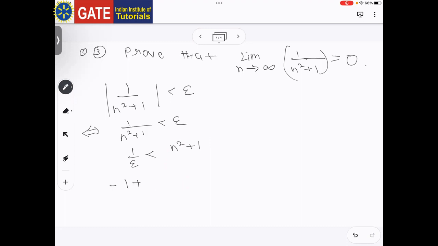Yes, so minus 1 plus 1 by epsilon is greater than n square. Then n is always greater than the square root of (1 minus epsilon) by epsilon, taking the power one half on both sides. Okay, so n is greater than the square root of 1 by epsilon minus 1. But you have to choose 1 by epsilon to be greater than 1. So your epsilon has to be lesser than 1. Then only this will hold. But if your epsilon is greater than 1, then this will not be possible.